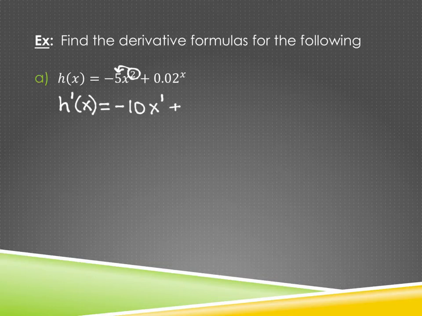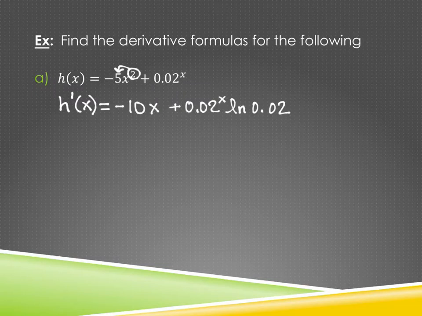The 0.02 to the x is rule number 6. It's the b to the x rule. So it's 0.02 to the x, and then the natural log of 0.02. So you can leave it like that. You could, if you want, not have the exponent on the 1, or on the x, you could leave that off. Okay? That's it. That's the answer.